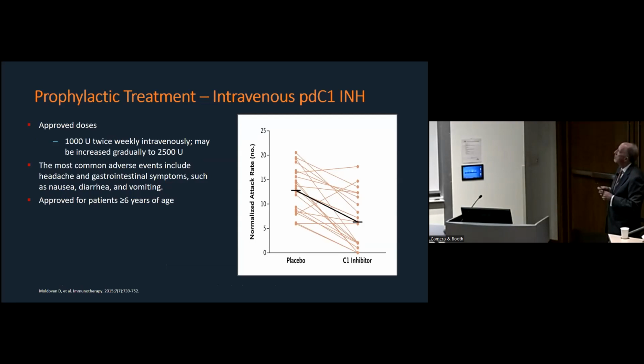So when they were on placebo, you can see the attack rate versus when they were on C1 inhibitor. And there was about a 50% decrease in attack frequency at the 100 unit every 3 to 4 days dosage. We found that if you push that dosage up, you can get a much better response.